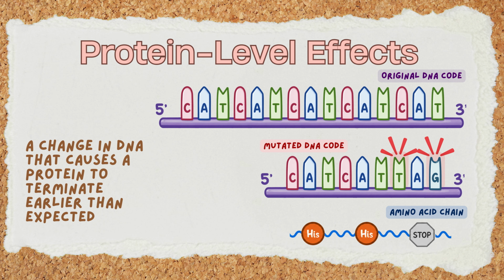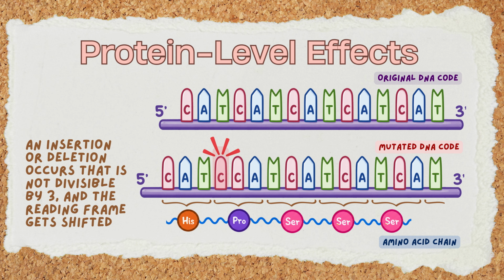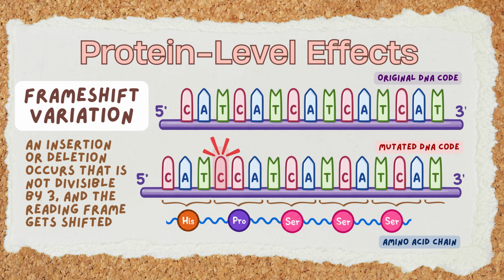Now, a change in DNA that causes a protein to terminate or end its translation earlier than expected because a premature stop codon is created is called a nonsense variation. This often leads to a truncated protein product. When an insertion or deletion occurs that is not divisible by 3 and the reading frame gets shifted, this is called a frameshift variation. It's often very damaging because it changes everything downstream and introduces a premature stop codon.